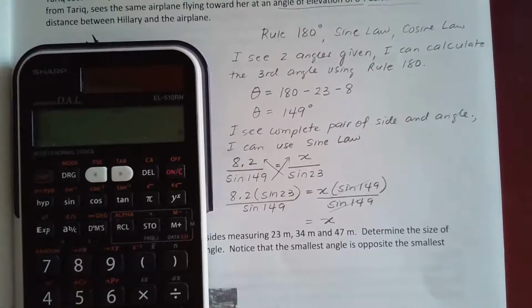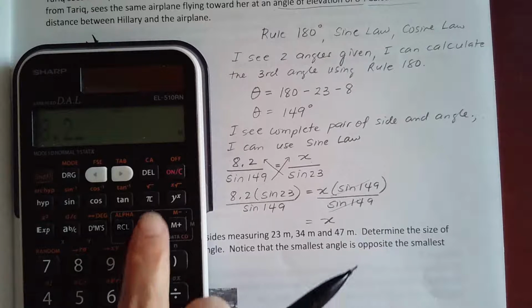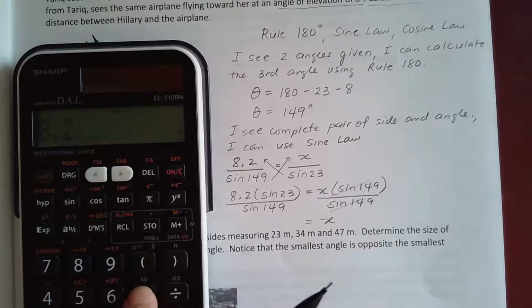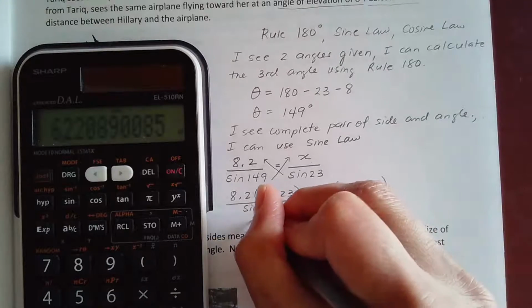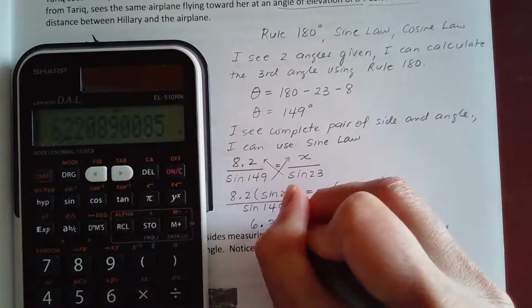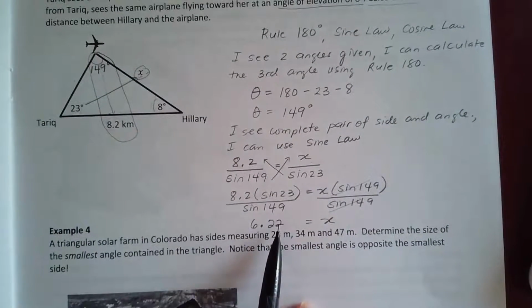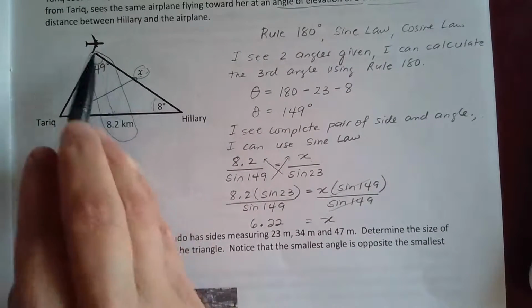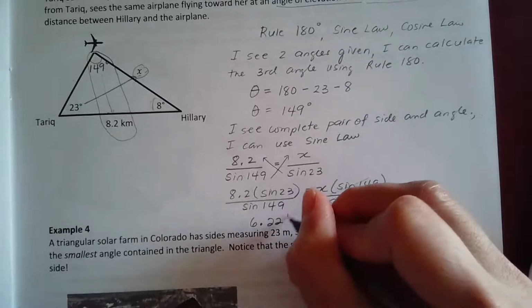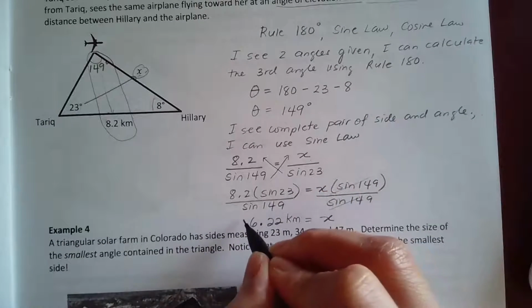So 8.2 times sine 23 divided by sine of 149. So I got 6.22. Okay, so what are we trying to find? The side x in here, 6.22. That's kilometers.